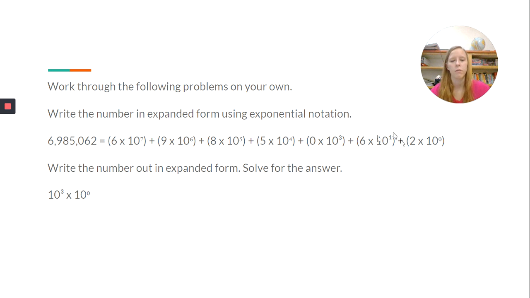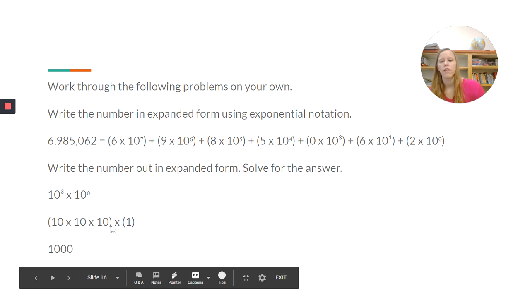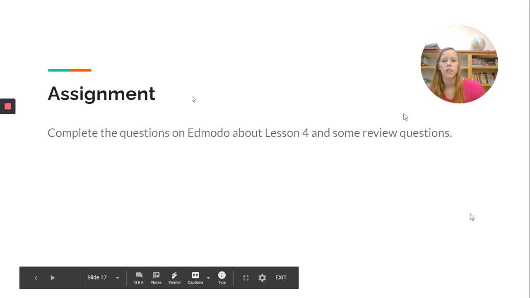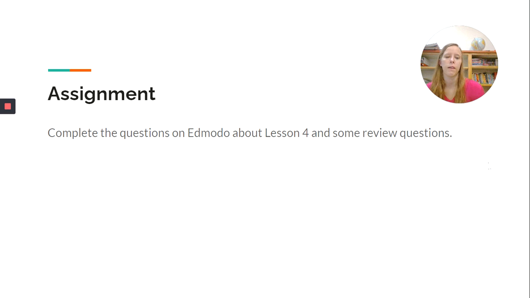Okay, what about the next one? So if we break it out, we have 10 times 10 times 10, then times 1, and we get 1,000 as our answer.